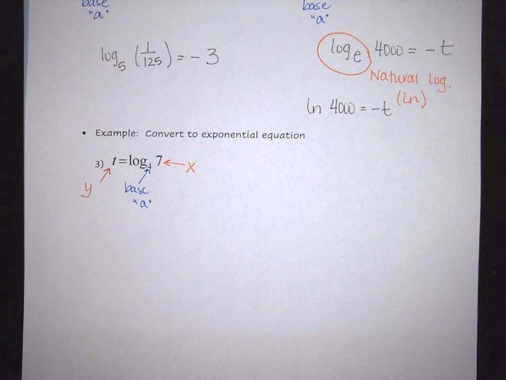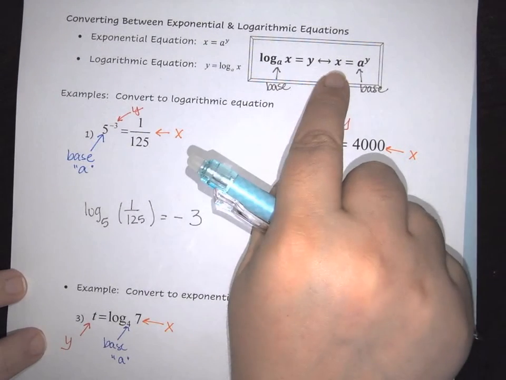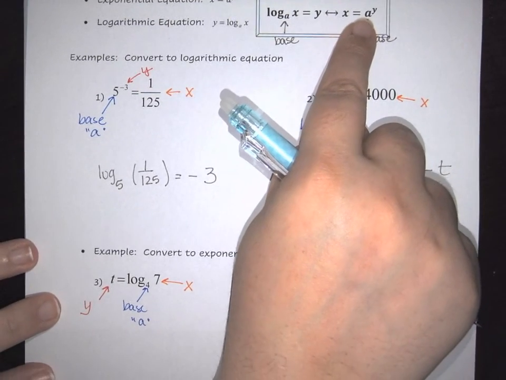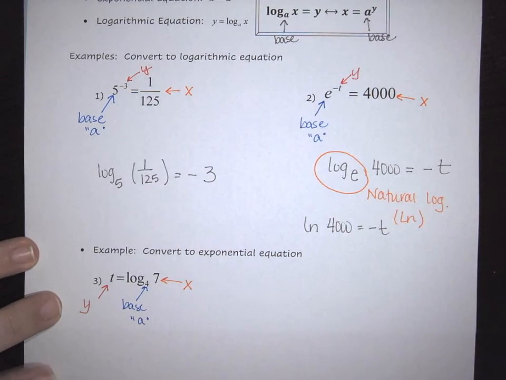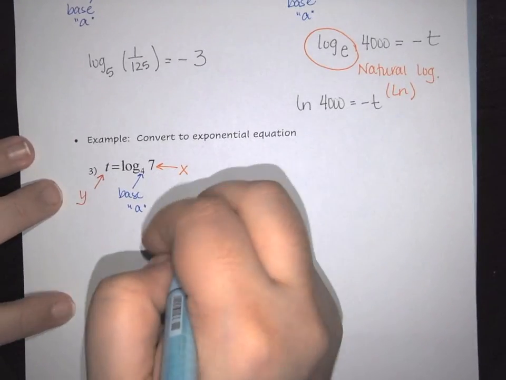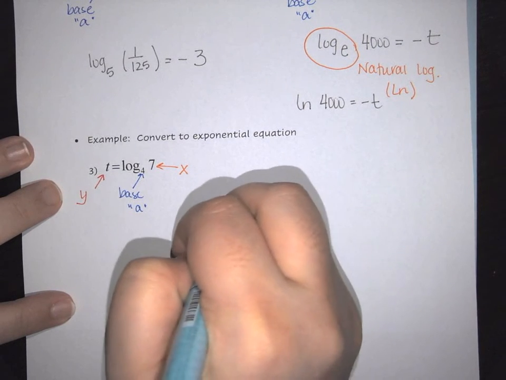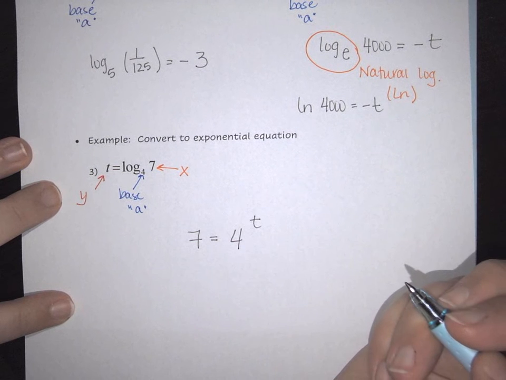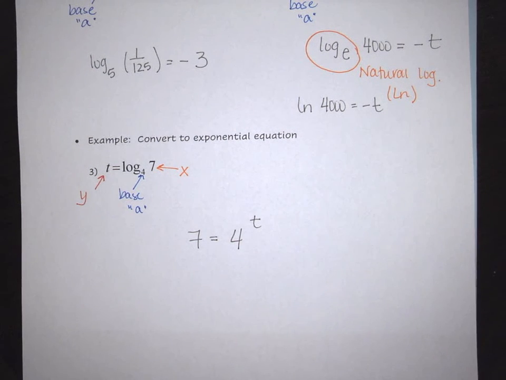So we have to rearrange them into my exponential form. So the exponential form is like this. So we're going to rearrange it so that it fits this equation. Since x is 7, it's going to rearrange to say 7 is equal to, my base is 4 raised to the t. So there you have it.